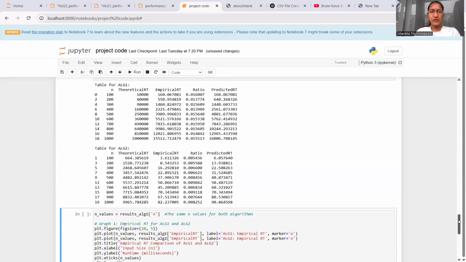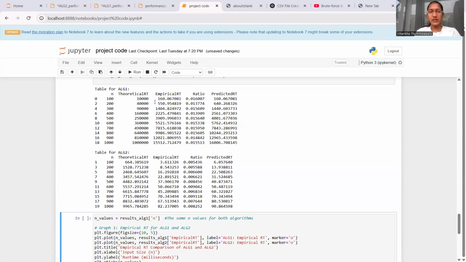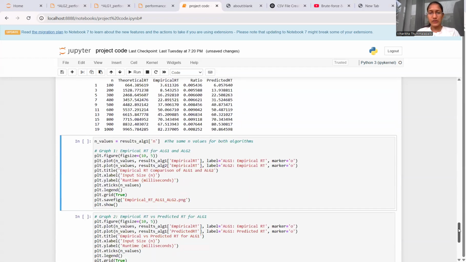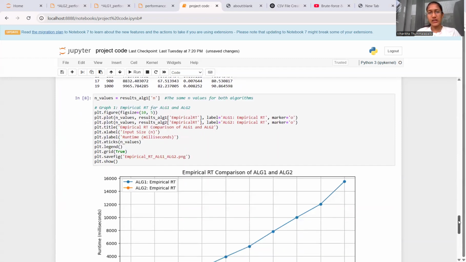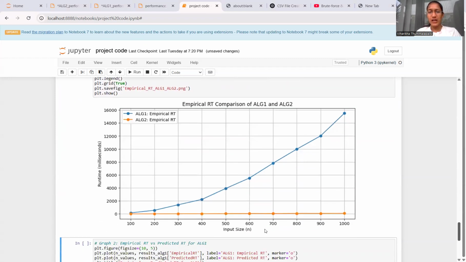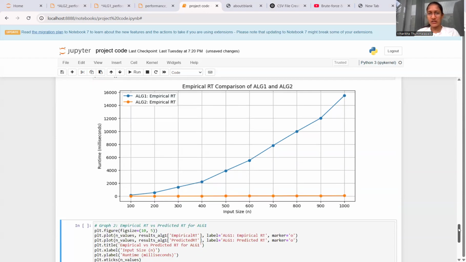For algorithm 1 and algorithm 2, the theoretical runtime and empirical runtime, I show you in the graph for clarity. It's easy for you to look into. For the empirical runtime, you can see as the input increases, the algorithm 1 runtime increases, meaning the brute force algorithm runtime increases. But for the divide and conquer, as the input is increasing, the runtime is almost constant, not that much compared to the brute force algorithm. You can see that.